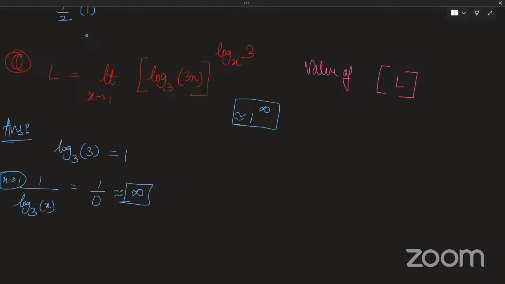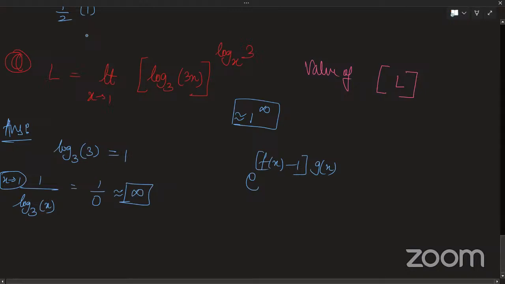If you have got 1 raised to infinity, how do you solve a limit of 1 raised to infinity? What is the method of doing that? Tell me, how do we solve 1 raised to infinity? e raised to (f of x minus 1) into g of x, right? Remember everyone? 1 raised to infinity form. So this is how you can do it. It is a really simple one, you can just directly do it.